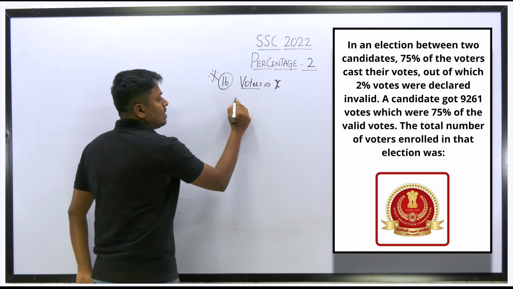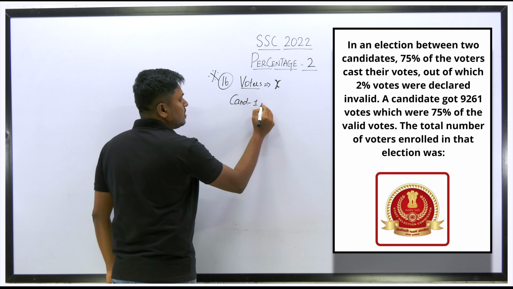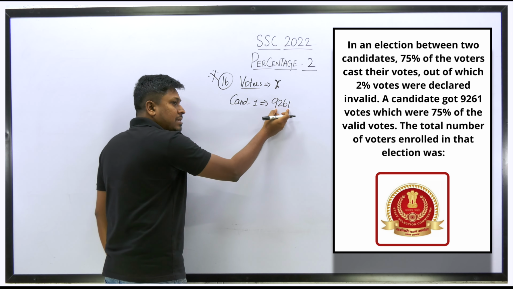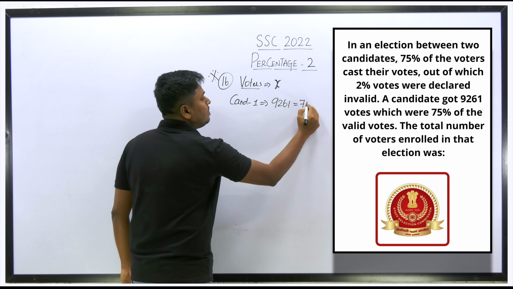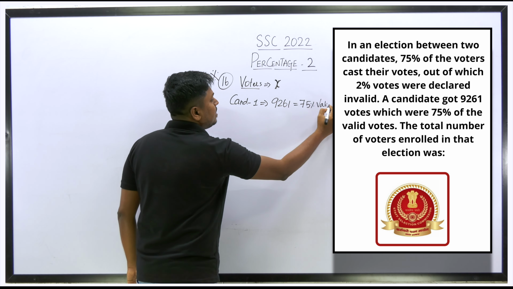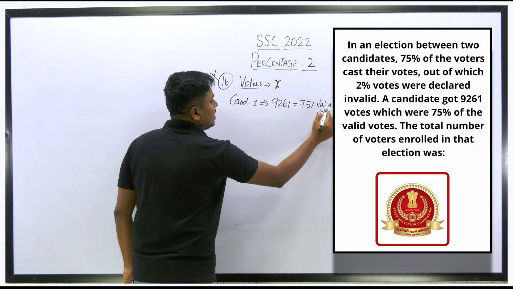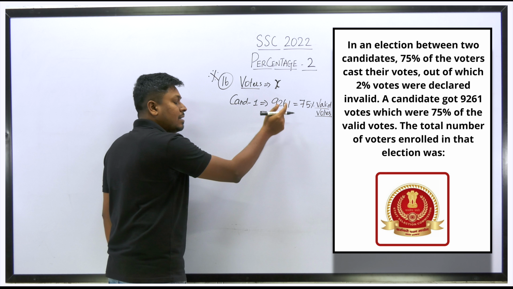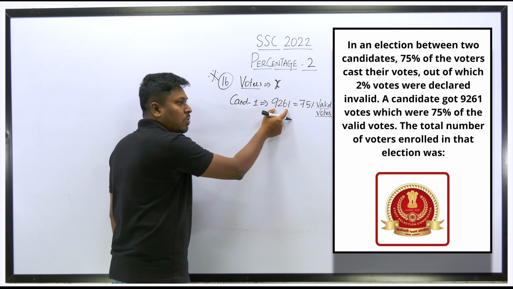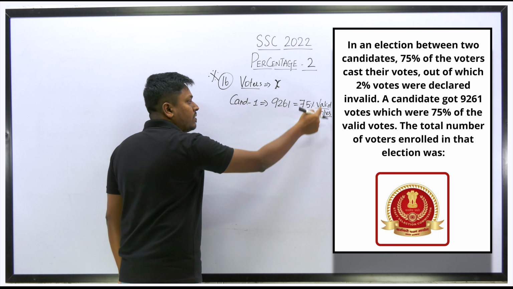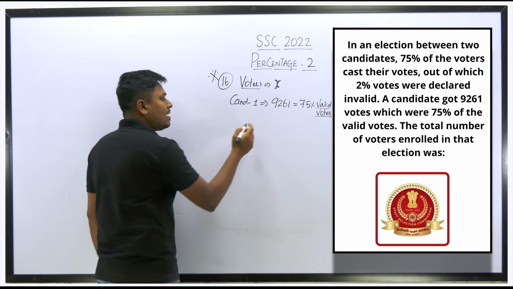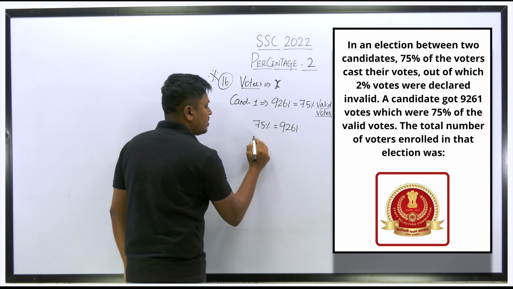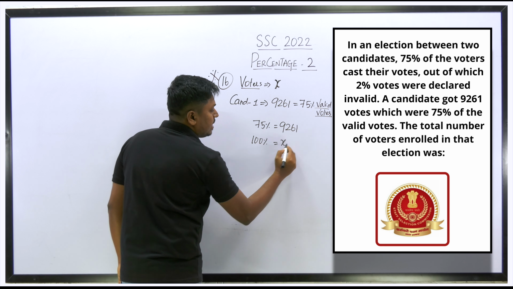So let's see candidate 1. One candidate got 9261 votes. So this 9261 votes is how much? 75% of the valid votes. Friends, did you understand this area or not, right? So candidate 1 got 9261 votes, and this 9261 will be 75% of the total valid votes. By using this data, it is easy to find. So 75% is equal to 9261. What is 100%? So 100% is equal to x.